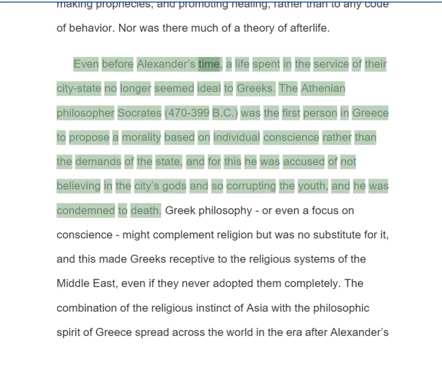Even before Alexander's time, a life spent in the service of their city-state no longer seemed ideal to Greeks. The Athenian philosopher Socrates was the first person in Greece to propose a morality based on individual conscience rather than the demands of the state, and for this he was accused of not believing in the city's gods and so corrupting the youth, and he was condemned to death.